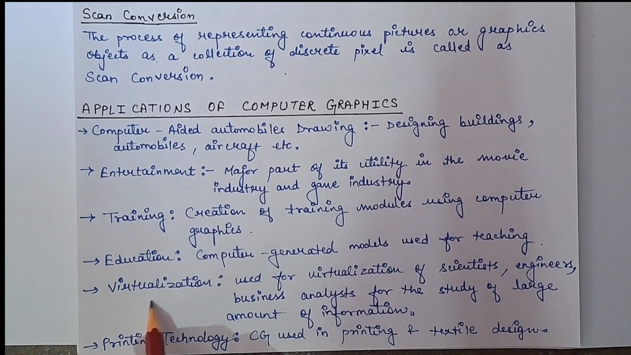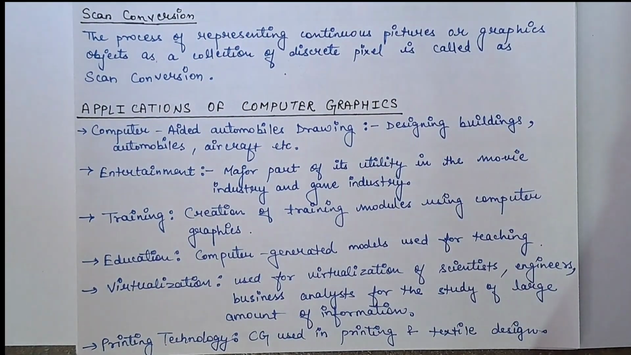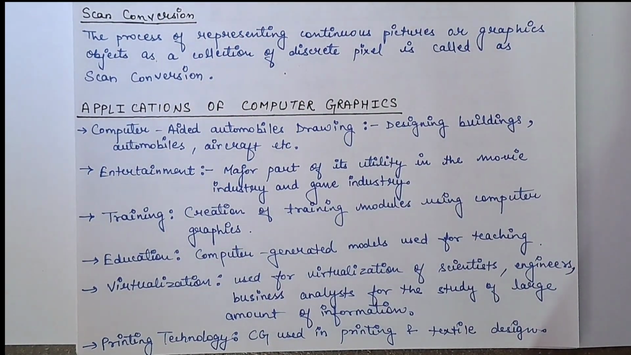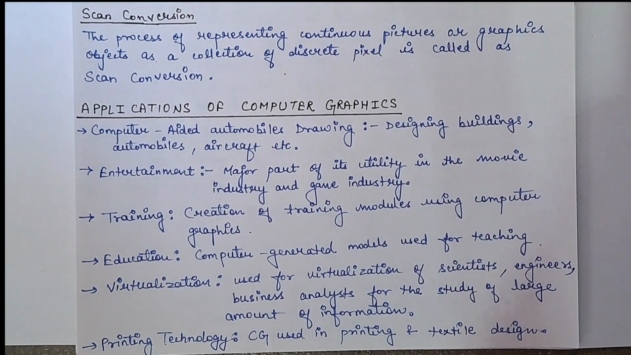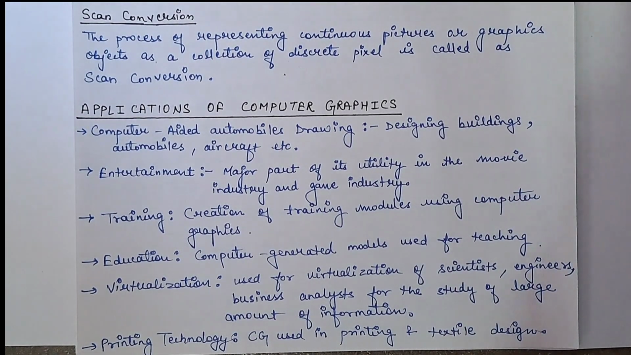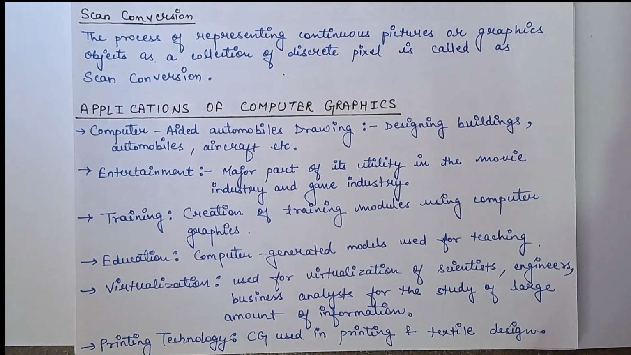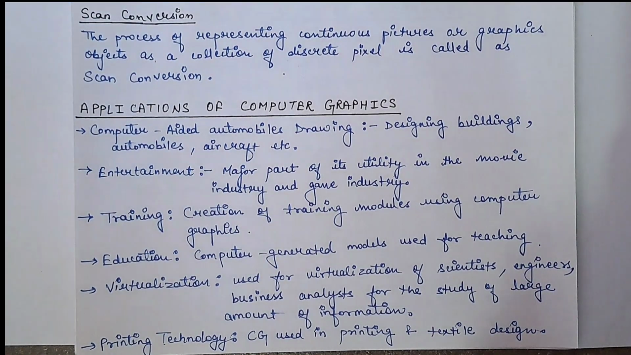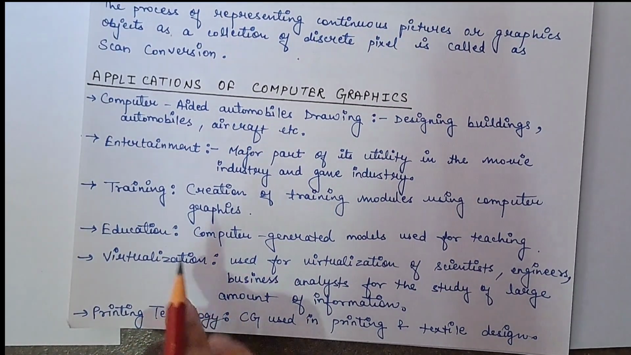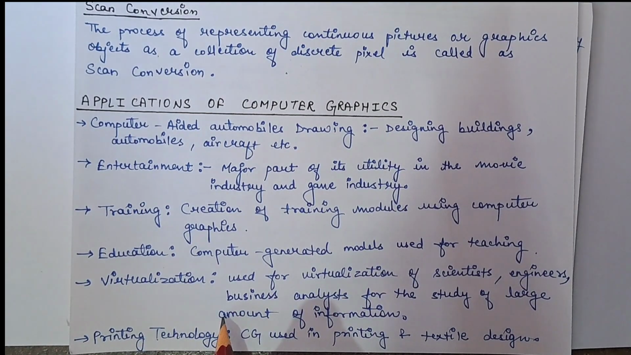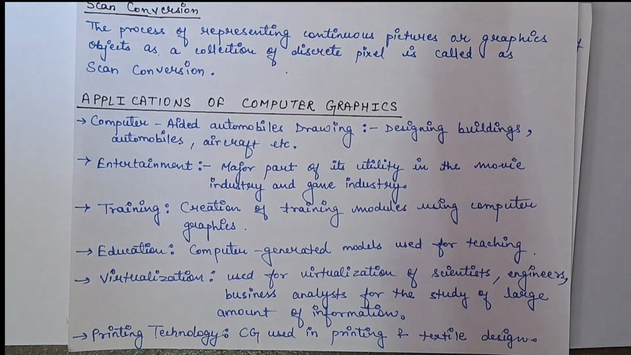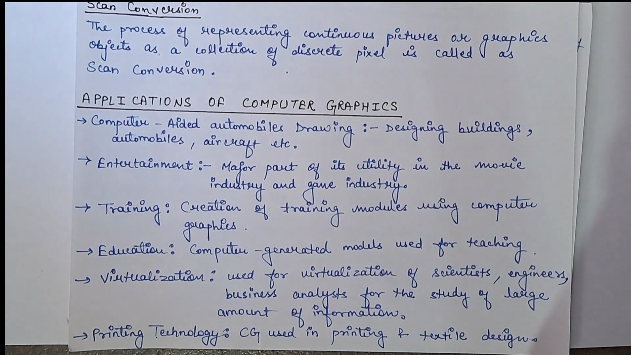Another is virtualization. So what need came for virtualization in computer graphics? It is used for virtualization by scientists, engineers, and business analysts for the study of large amounts of information. And the last one is printing technology. So computer graphics is used in printing and textile design.